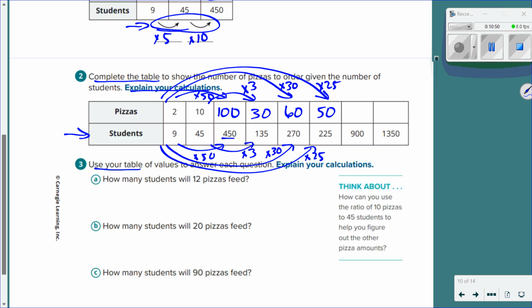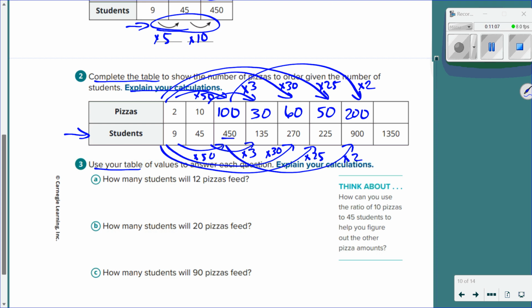What about 900? Storm? 9 times 100. I'm going to do a different one. I'm going to do 450 times 2. Gives me 100 times 2 for 200.